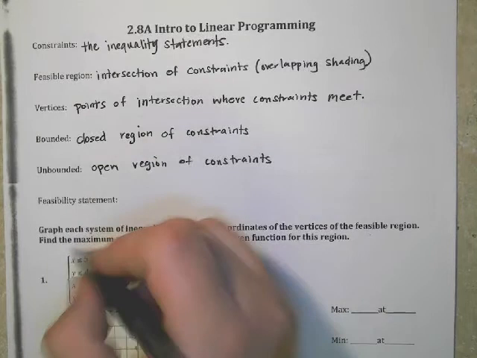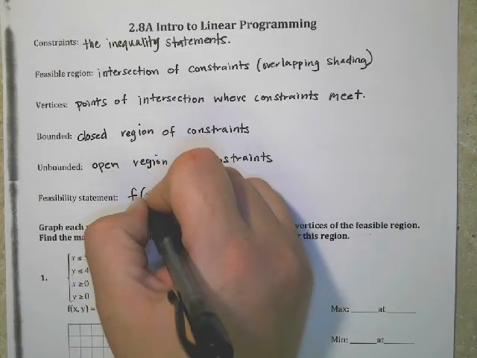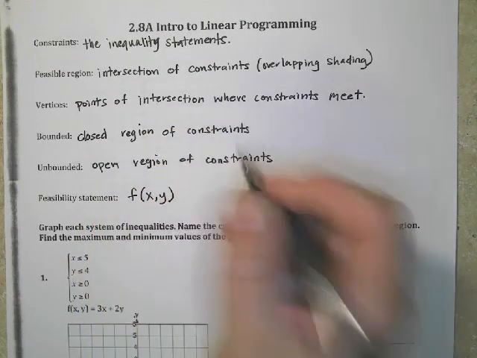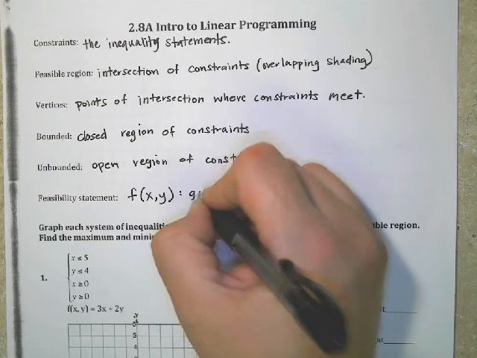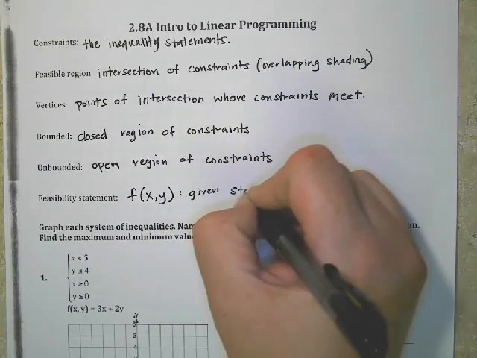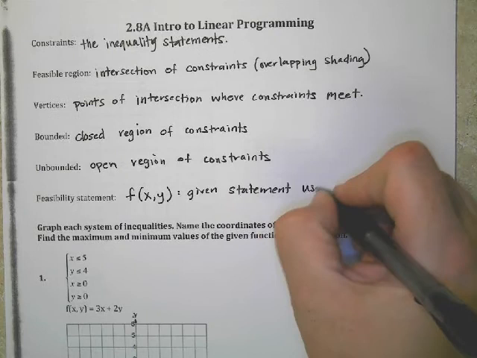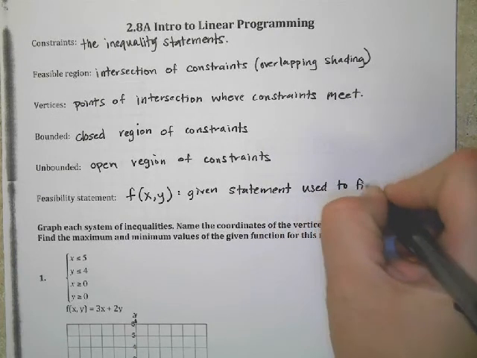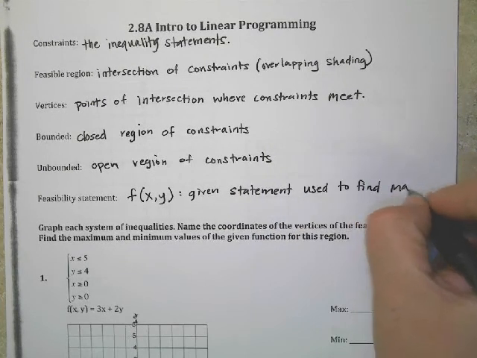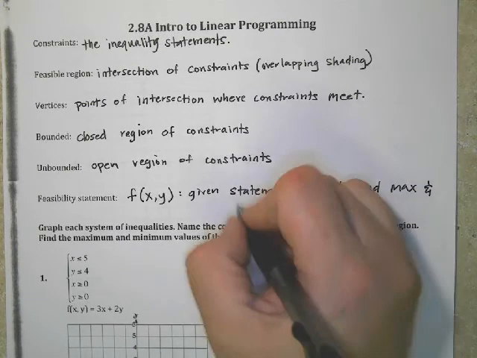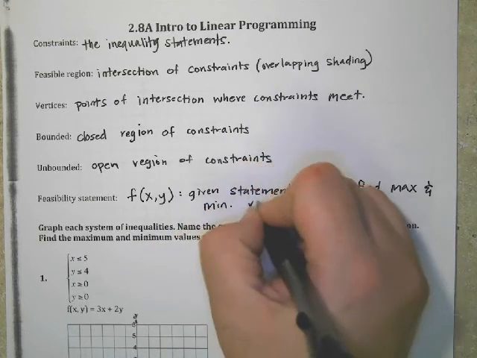And a feasibility statement is f of x comma y, and it is a given statement used to find maximum and minimum values.